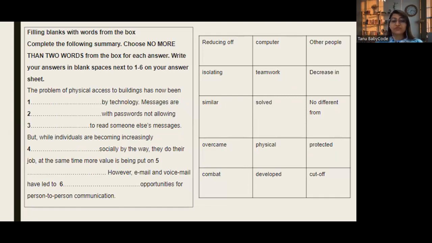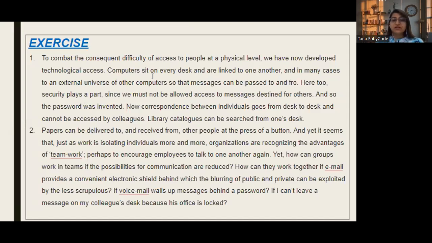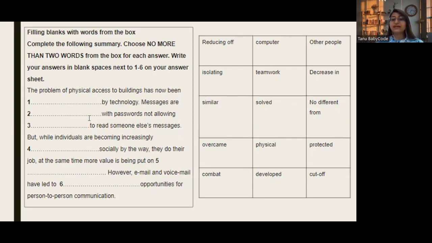Messages are dash with password, not allowing to read someone else's messages. Now what they're talking about is messages. So these messages can be passed to and fro. Here too, security plays a part. So they are having a security for messages. Since we must not allow access to messages destined for others, the passwords are invented. So they are having the passwords. That means the messages are dash with passwords. So again, I'm looking at all my options. So messages are protected with passwords, not allowing others to read someone else's messages. That means they do not allow anybody else to read the messages. So the third one is other people, right?